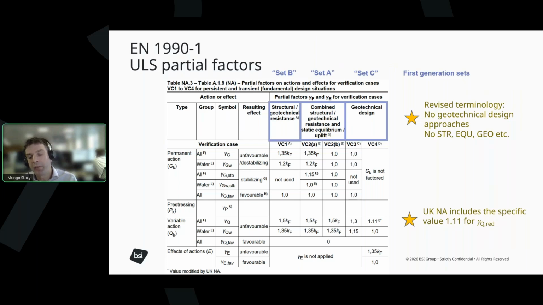To give transparency of the differences between those verification cases, all of the partial factors are given in one table. It's this table A1.8. It is a nationally determined parameter because partial factors are a matter of safety and economy, so those are set nationally. So you'll see on the screen here, this is table NA3. It's an extract from the National Annex. And we have in the different columns the different partial factors that are given for those different verification cases, covering structural or geotechnical resistance, covering the equilibrium resistance or uplift, and for, on the right hand side, the geotechnical design.